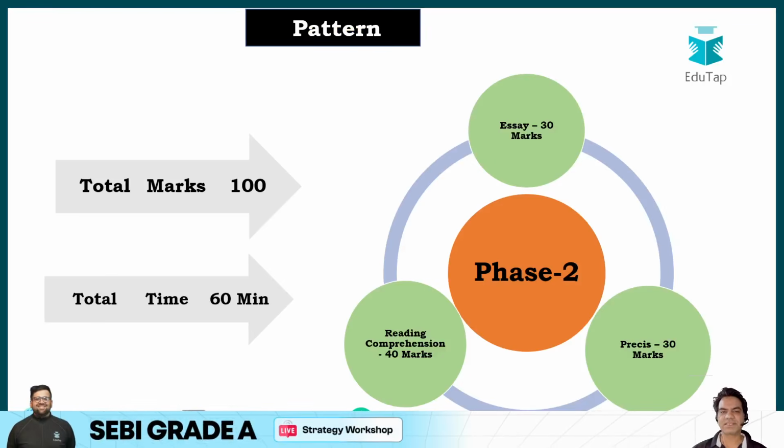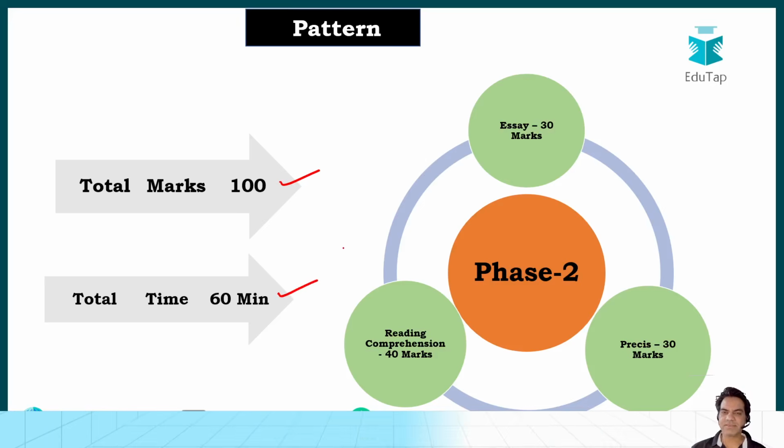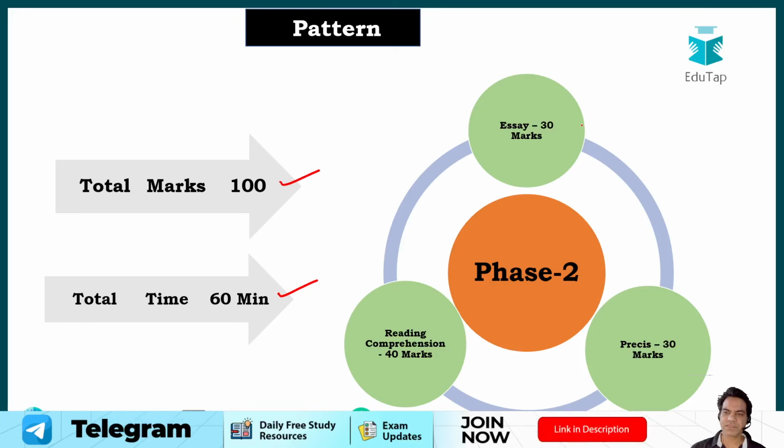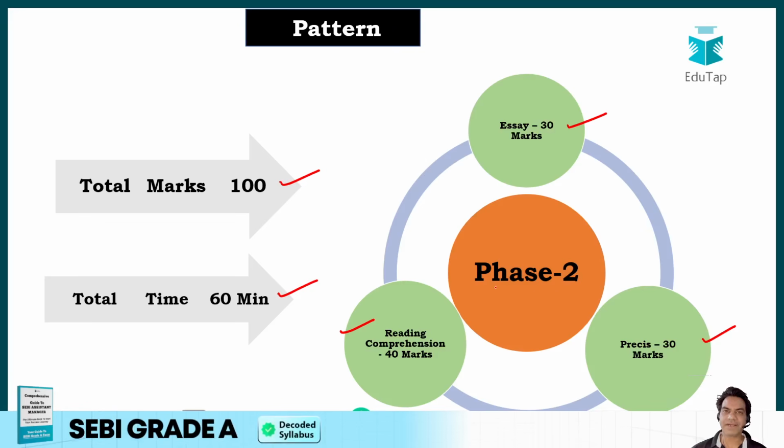First of all, let's discuss the syllabus and the pattern of the descriptive English paper, guys. The weightage of descriptive English paper is 100 marks, and the total time is 60 minutes. In 60 minutes, you are supposed to complete 3 questions. One is essay writing, which is worth 30 marks. Second is your précis writing, which is again worth 30 marks. And third is your reading comprehension, which is worth 40 marks. So 40 plus 30 plus 30 makes it 100 marks. And the time is 60 minutes. So this is a descriptive paper.